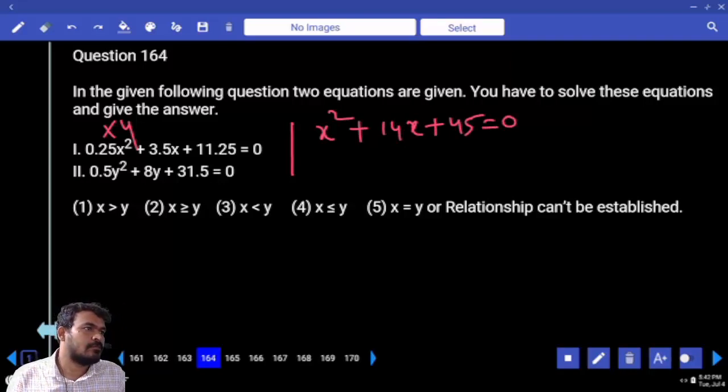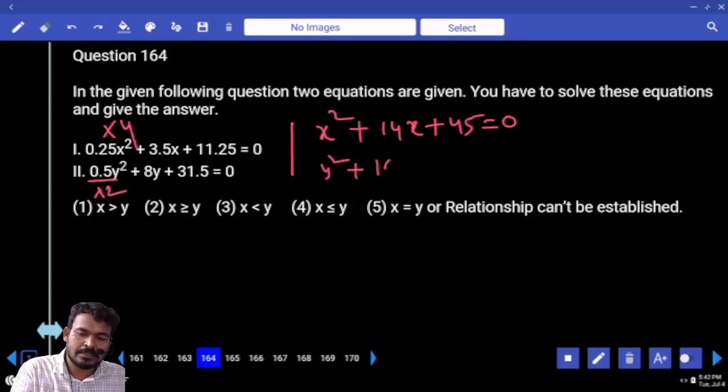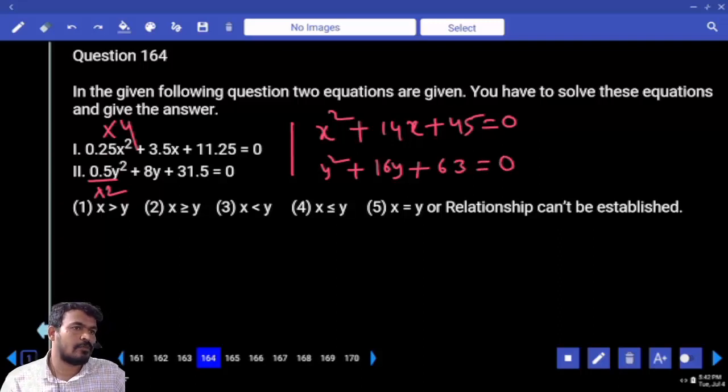Yes or no? Second equation, 0.5 double how much? 1, means it is multiplied by 2 times. First term is multiplied by 2 times means the entire equation is also multiplied by 2 times. Then we are getting y square plus 16y plus 63 equal to 0. Regular quadratic equation. What are the product? First one product 45, sum is 14. What are the roots? Minus 9, minus 5.